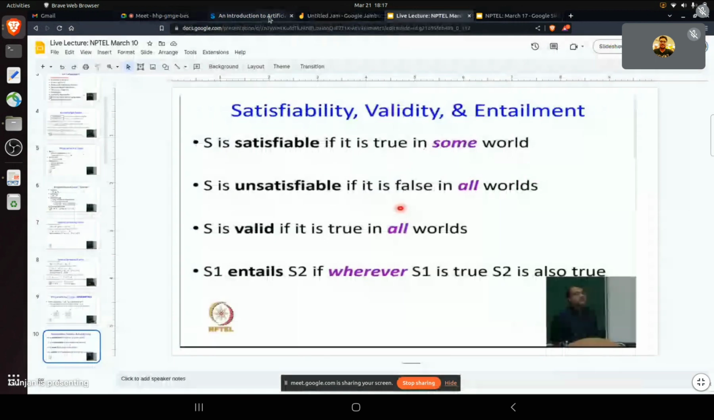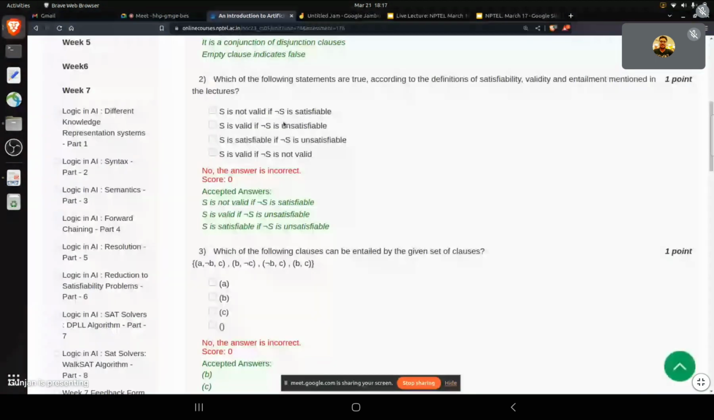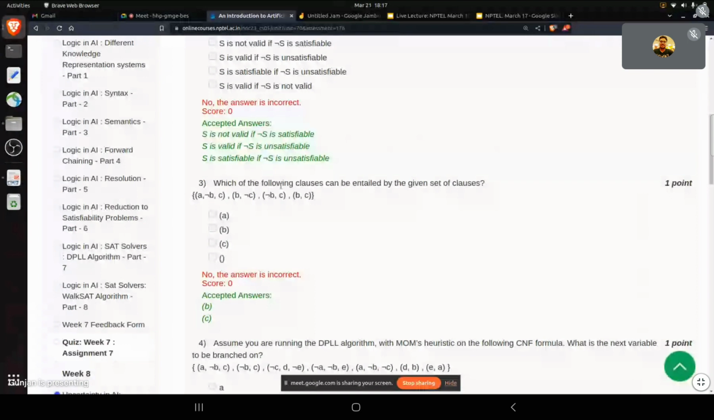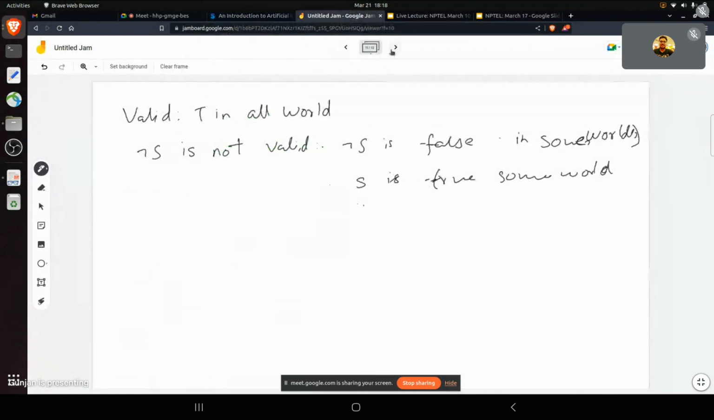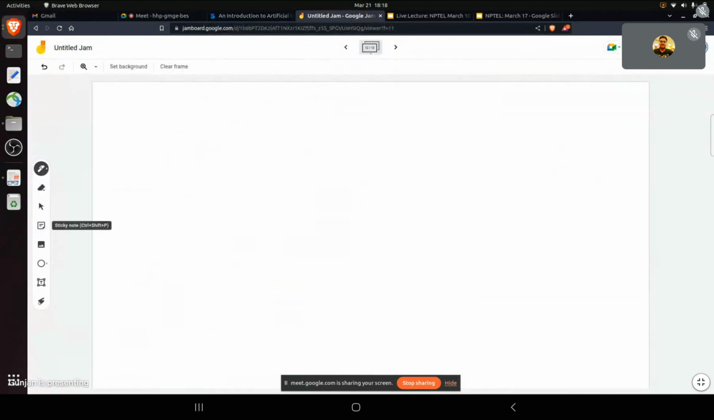Now moving to the third. Which of the following clauses can be entailed by the given set of clauses? So what does entailment mean? Entailment means that whenever this thing is true, this thing is also true. You can check this simply by a proof of refutation or something. So what we are asked is this. Let me just copy this here and paste it on a new slide.